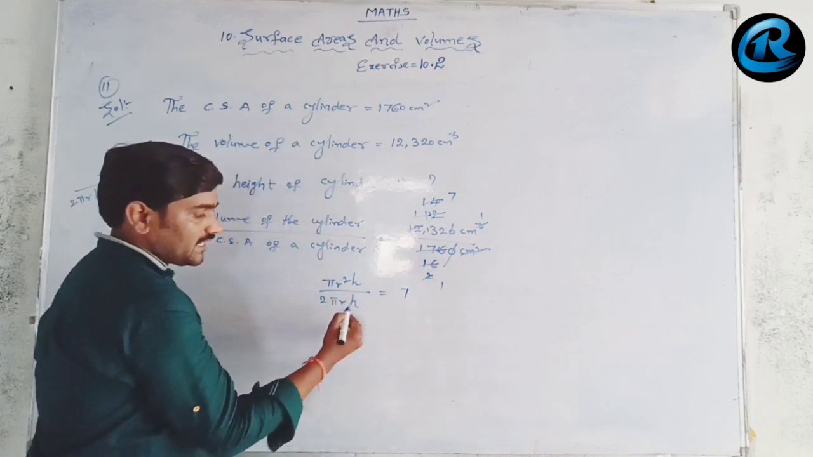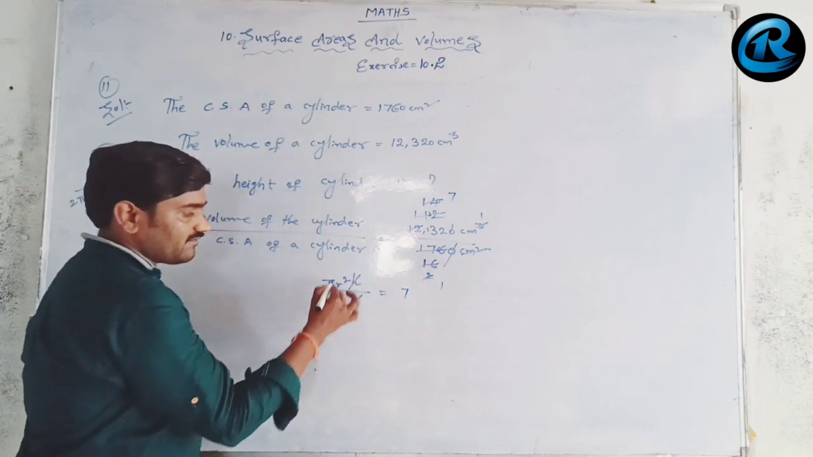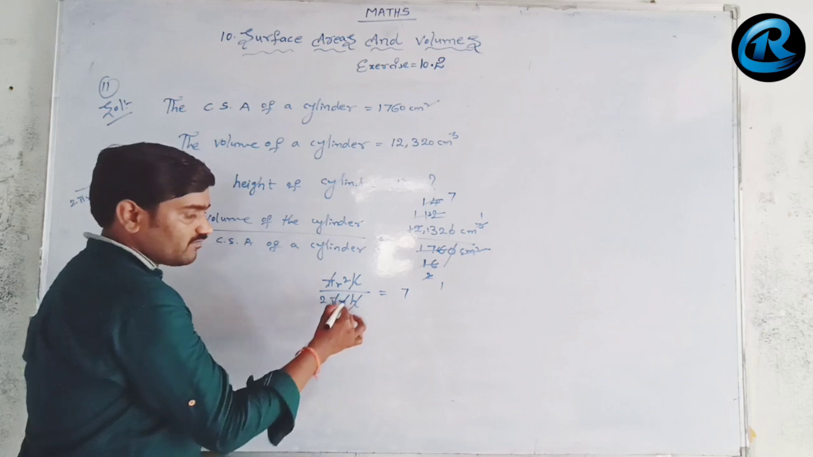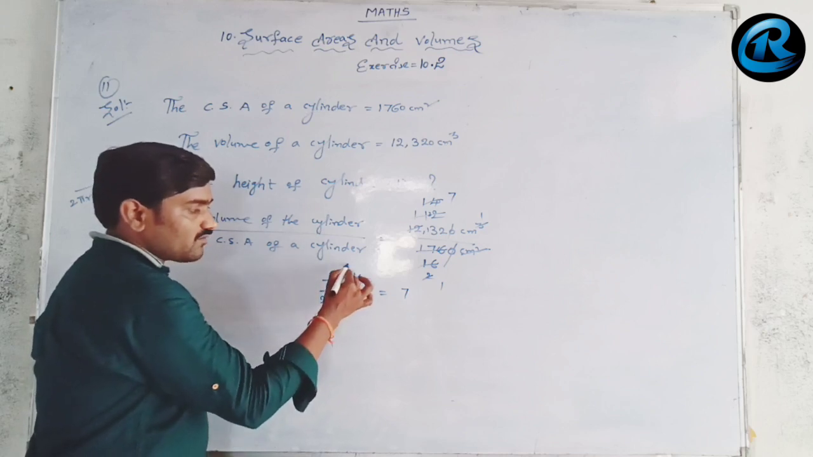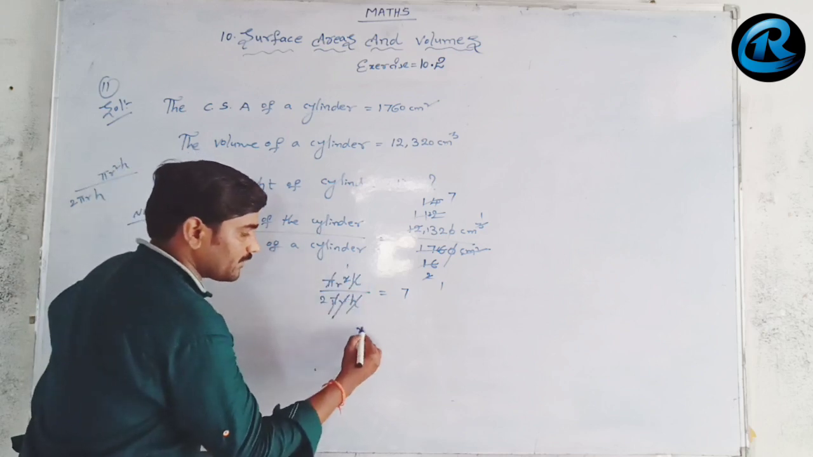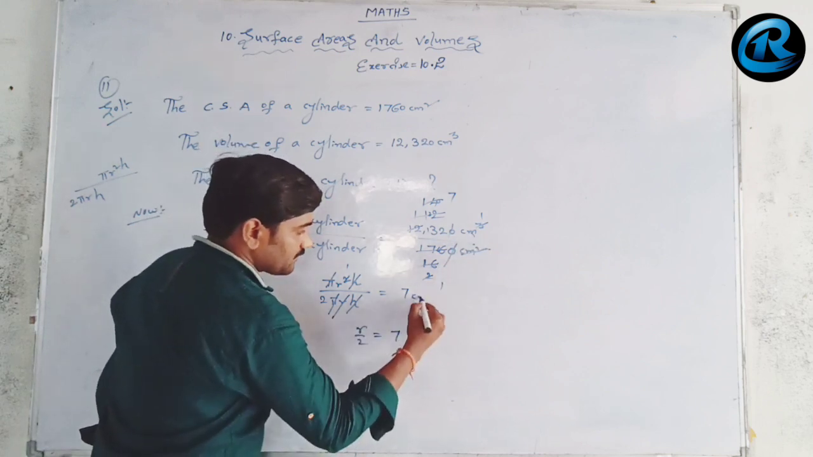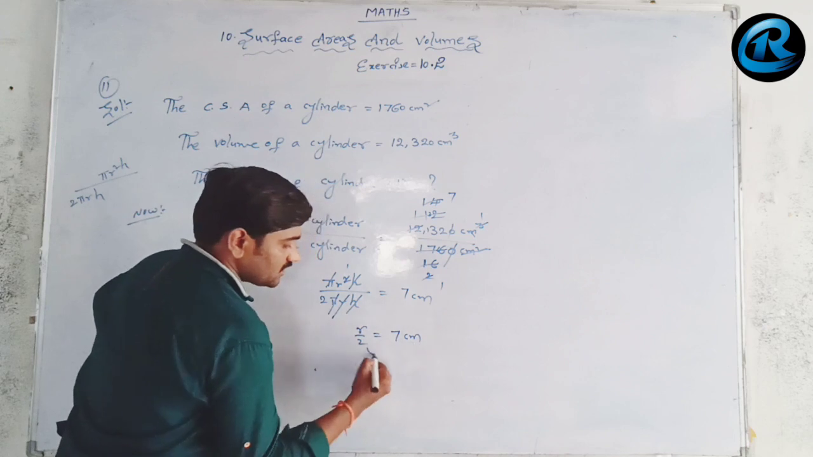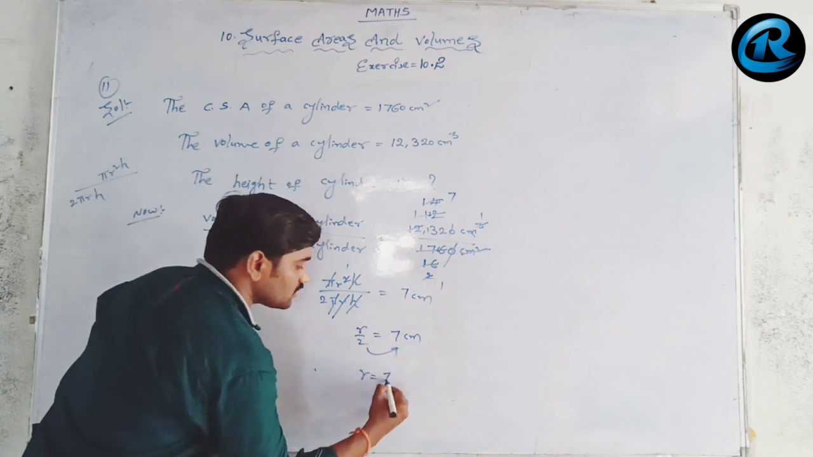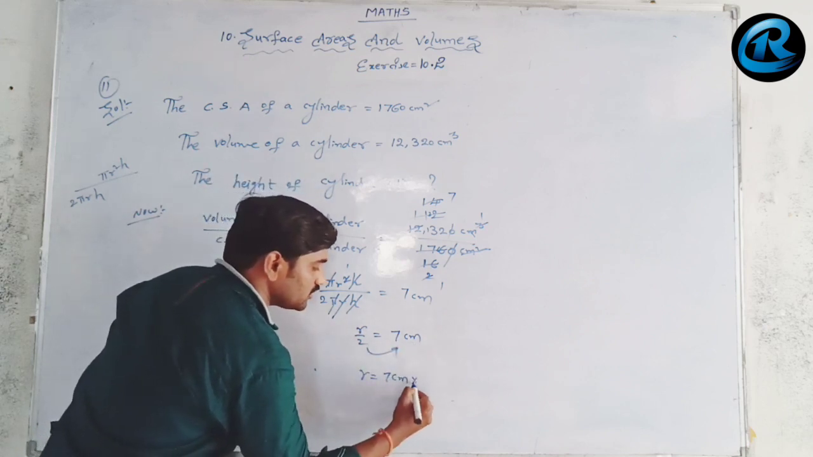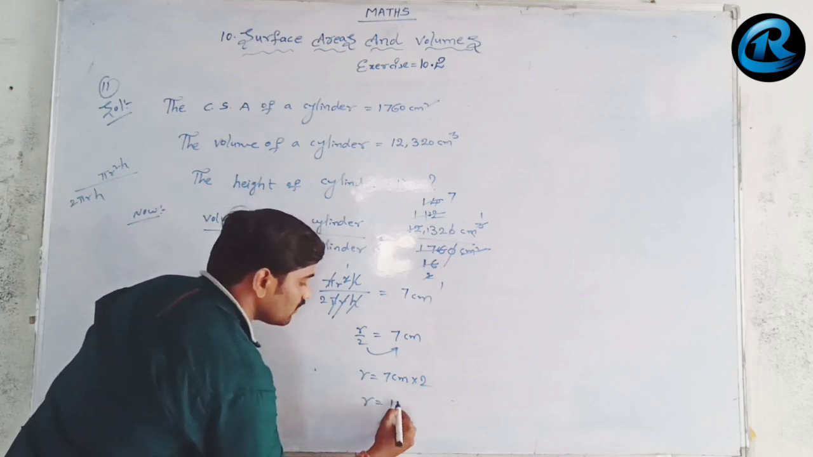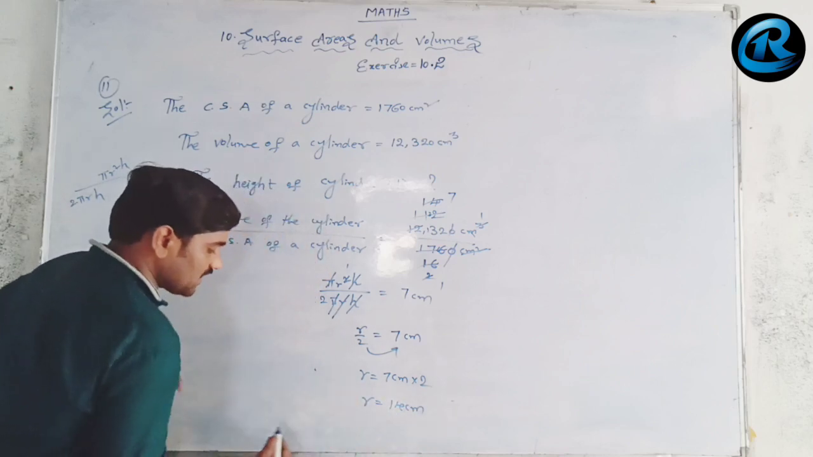But when you observe this side, h value gets cancelled, pi value gets cancelled. Here 1 r, out of this 2 r, 1 r cancelled, 1 more r is left. That becomes r by 2 equal to 7 centimeters. Then this 2 you transfer this side, r equal to 7 centimeters into 2, that is r equal to 14 centimeters. What is the r here?